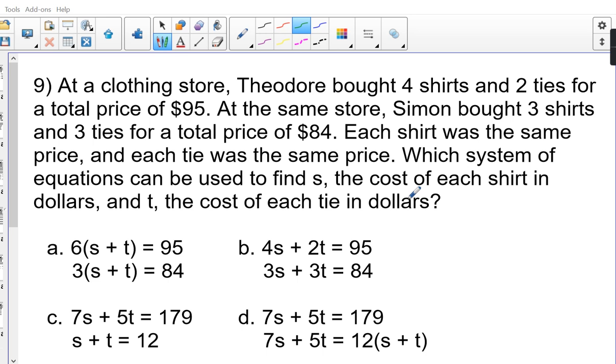So what do we have here? We have 4 shirts and 2 ties for $95. We also have 3 shirts and 3 ties for $84. So if you look at the choices, choice B has it just like that. 4 times the cost of the shirt plus 2 times the cost of the tie equals 95. And then 3 times the cost of a shirt plus 3 times the cost of a tie equals 84.